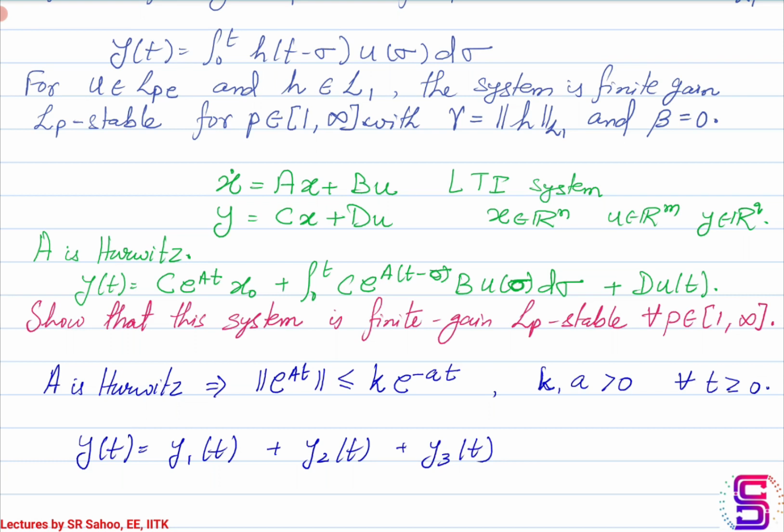Now for showing that the system is finite gain Lp stable, what we need to establish is that the Lp norm of y_tau has to be less than or equal to some gamma times the Lp norm of u_tau plus some factor beta, where gamma and beta are non-negative finite constants, independent of tau. So this is what we have to actually establish for all p in the interval 1 to infinity, both 1 and infinity included.